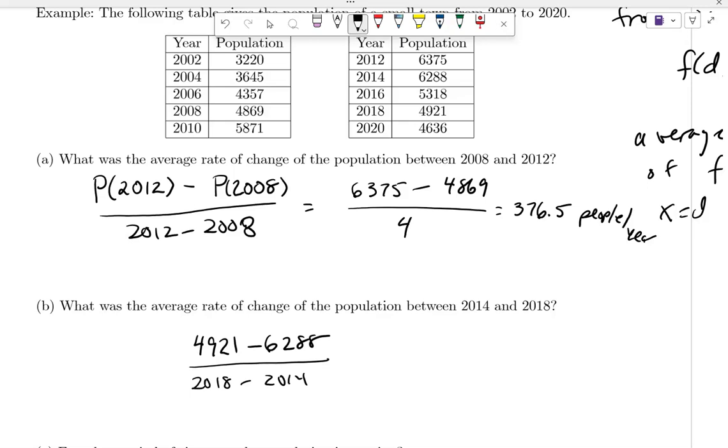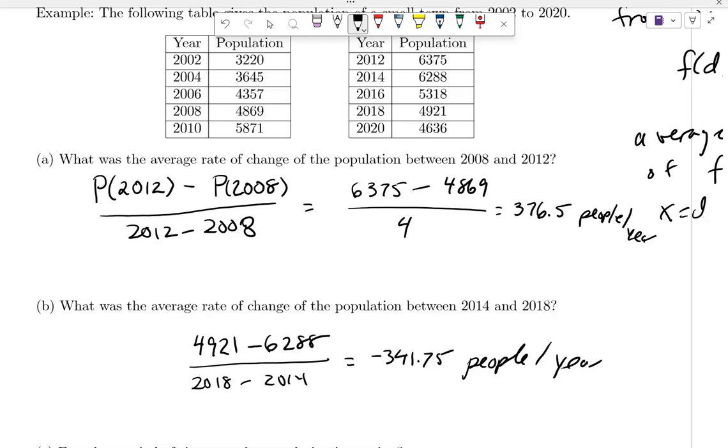And what do you get when you simplify that? 41.75. Okay. And again, this will be people per year. And the negative here is telling you that the population is going down, right? Yeah, the population is decreasing overall during that time period. So the population here was increasing over the time period. Average rate of change is positive. Negative over the time period. Decreasing over the time period. The average rate of change was negative. Is that okay?